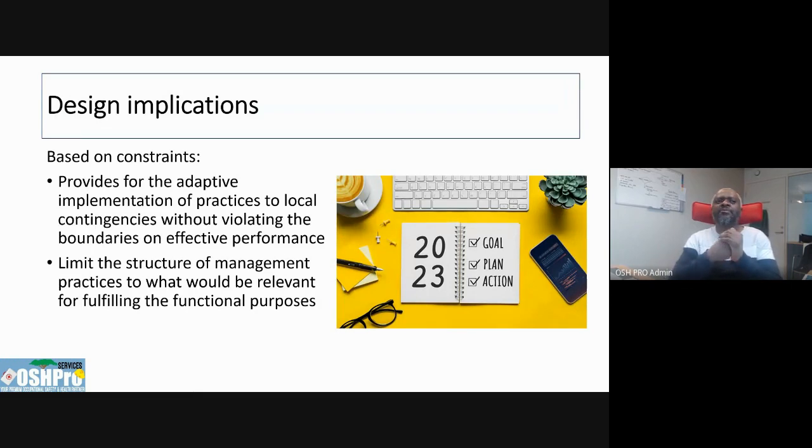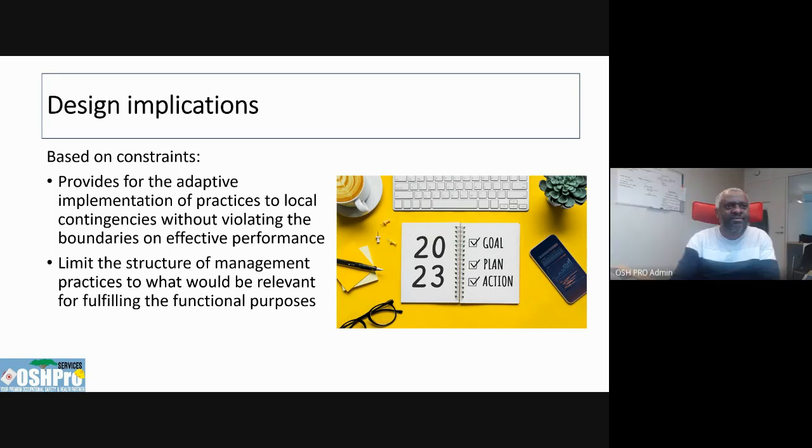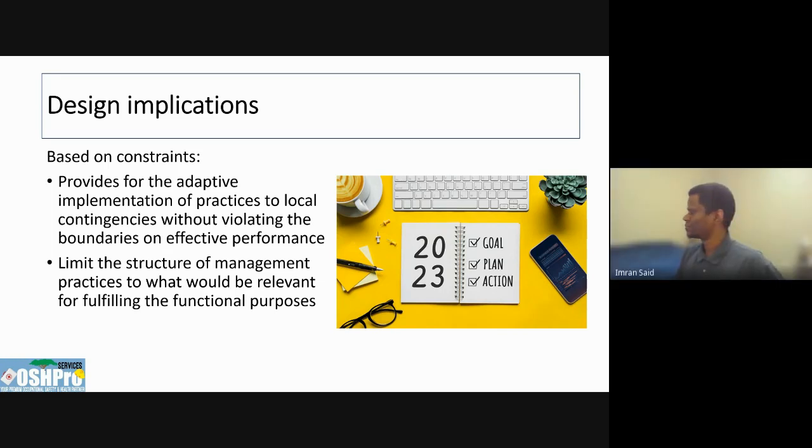So how do these functions... Imran has raised his hand. Yes, Imran. Yeah, so I'll have to leave in a minute or two. Okay. But before I go, maybe I can add one more thing.